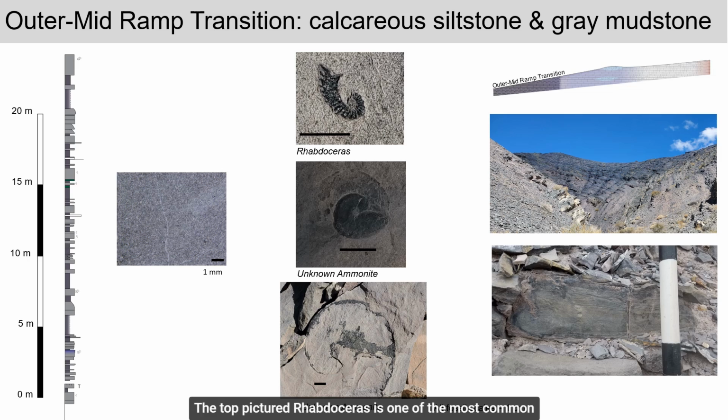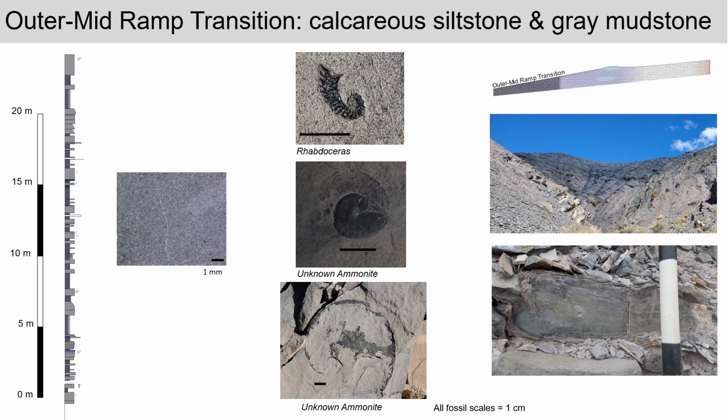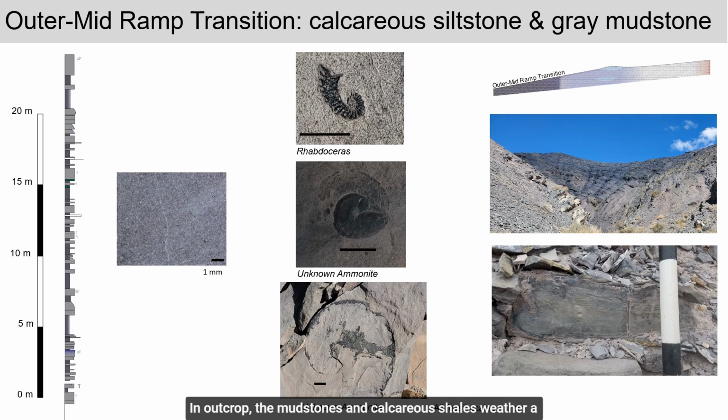The top pictured Rhabdoceras is one of the most common and easily identifiable ammonites. In outcrop, the mudstones and calcareous shales weather a distinct purple color. The lower approximately 60 meters of the Gabbs Formation is dominated by these facies.